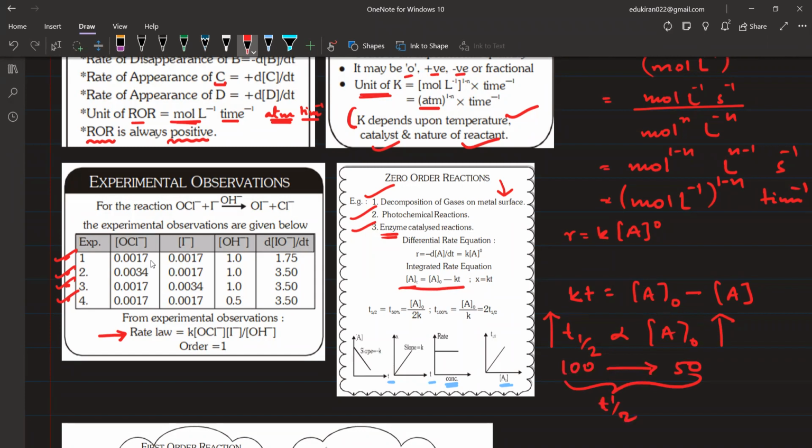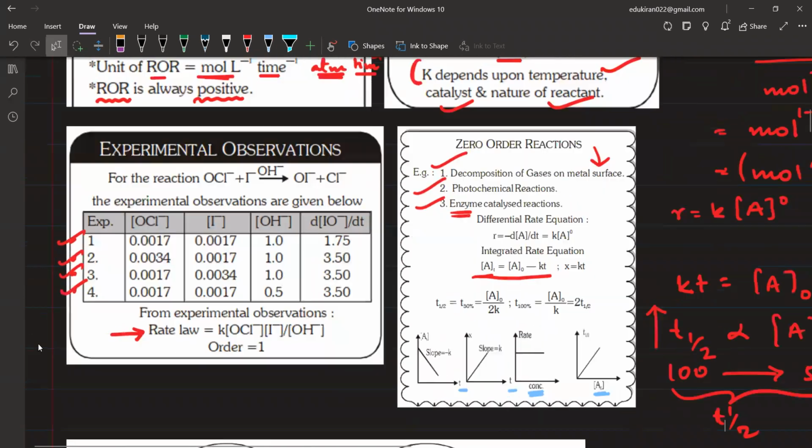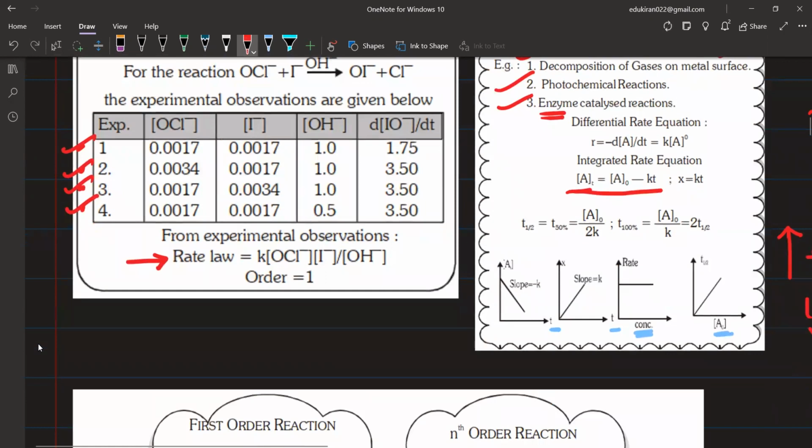Actually, please write these graphs also. The first graph is between the concentration, that is A, and time. Obviously, the concentration of the reactant is going to decrease as the time increases. Then we have X, the amount that has reacted. The amount that has reacted will increase with respect to time, as more and more reactant is being consumed.